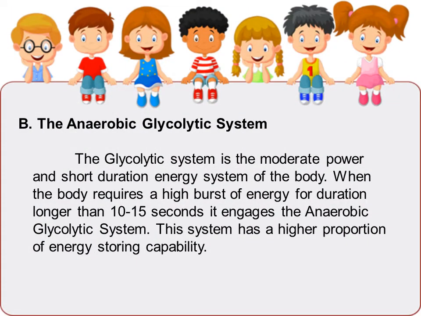Next, we have the anaerobic glycolytic system. The glycolytic system is the moderate power and short duration energy system of the body. When the body requires a high burst of energy for duration longer than 10 to 15 seconds, it engages the anaerobic glycolytic system. This system has a higher proportion of energy storing capability.